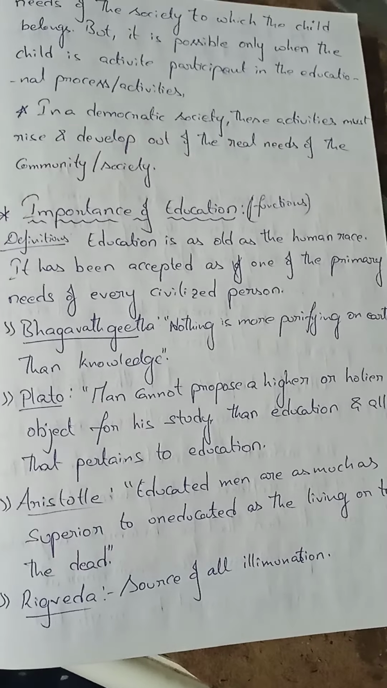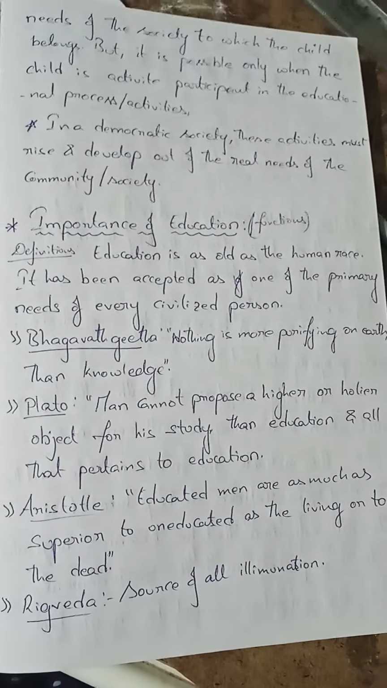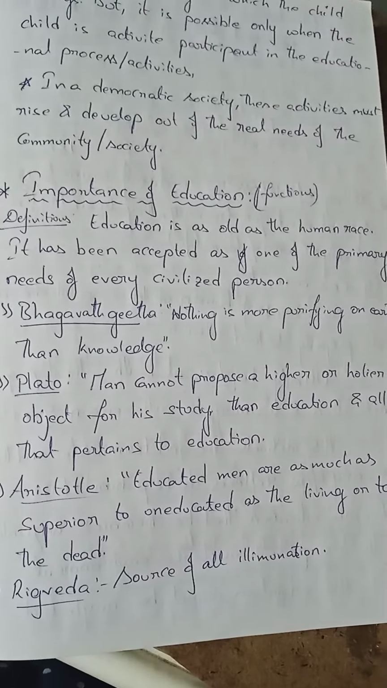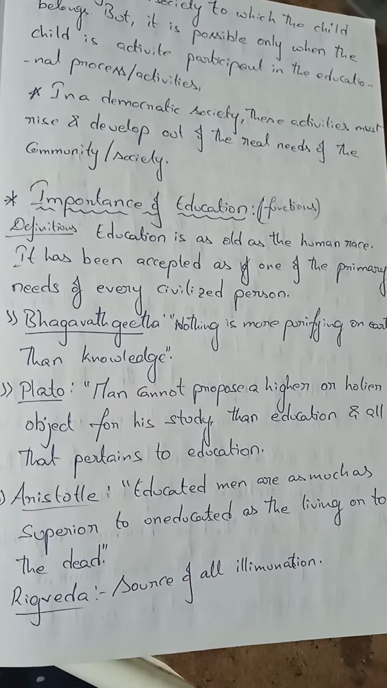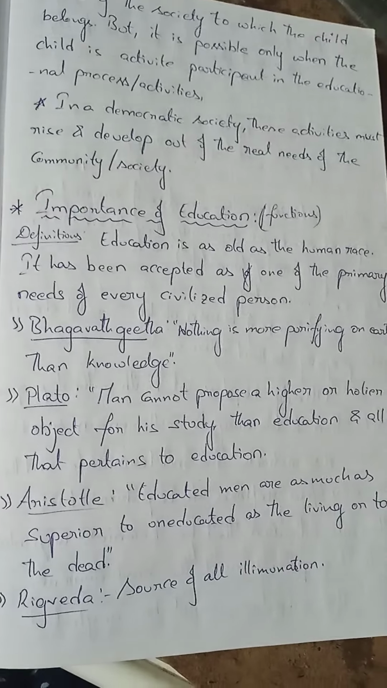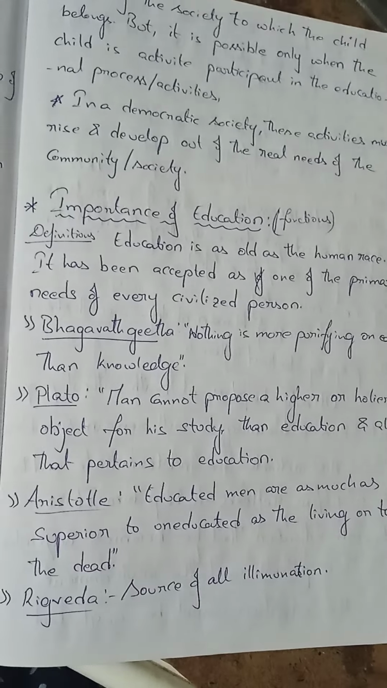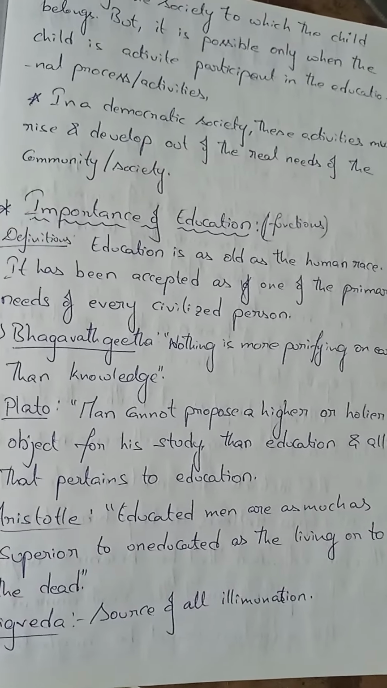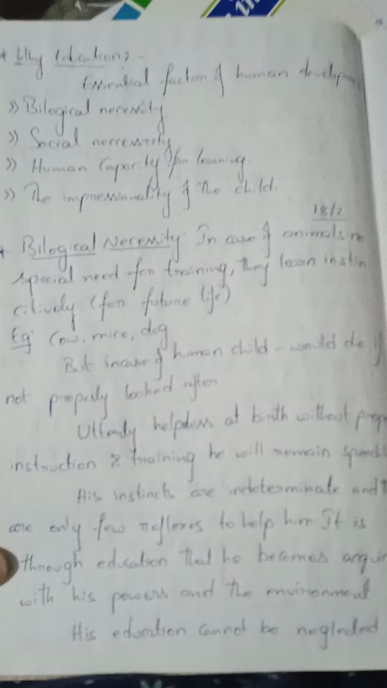It has been accepted as one of the primary needs of every civilized person. According to the Bhagavad Gita, nothing is more purifying on earth than knowledge. According to Plato, man cannot propose a higher or holier object for his study than education and all that pertains to education. According to Aristotle, educated men are as much superior to uneducated as the living are to the dead. According to Rigveda, it is the source of all illumination.